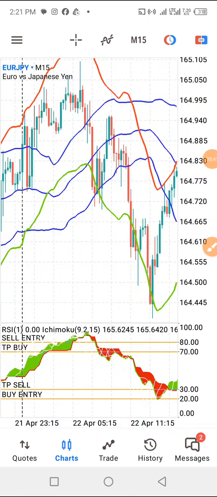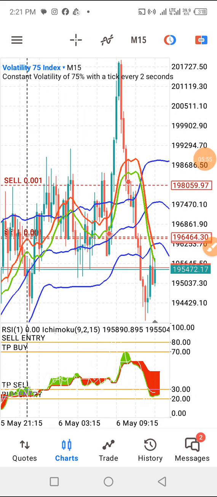So this is on currency pair. It also works for the synthetic indices based on Boom and Crash or Volatility. It works for all of them. Alright, now to show you that it also works for volatility, this is Volatility 75.